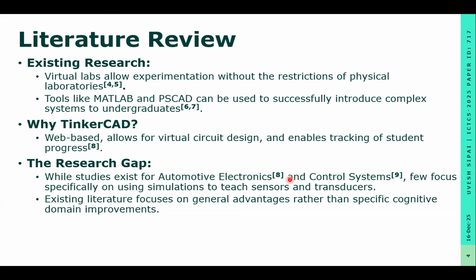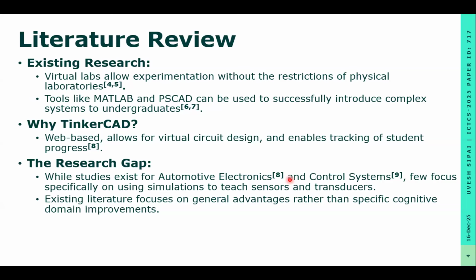Here, why Tinkercad? Tinkercad is a web-based app which allows virtual circuit design and play with various sensors and microcontrollers, which enables the students to work with their mobile devices also. In particular, in the domain of sensors and transducers, Tinkercad has been introduced. It is used for various other domains also, but here particularly for teaching topics like sensors and transducers.